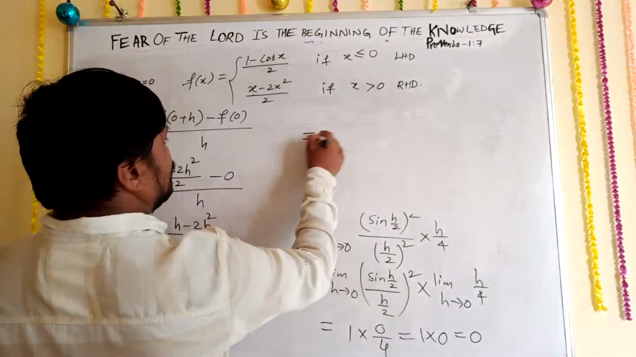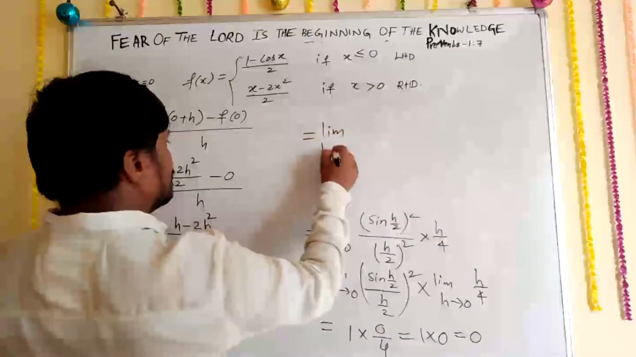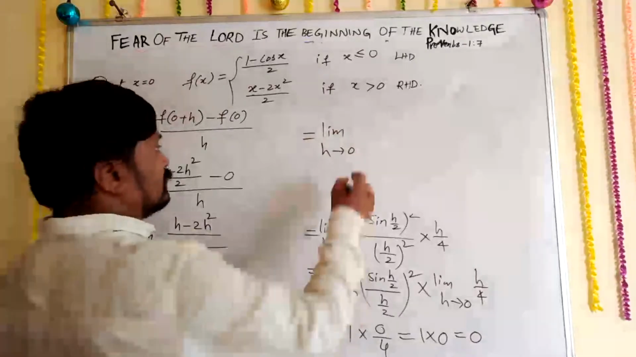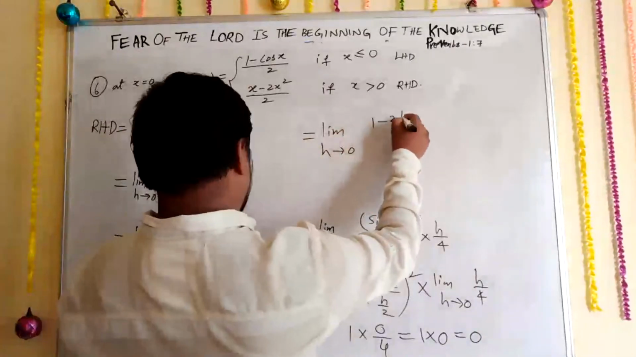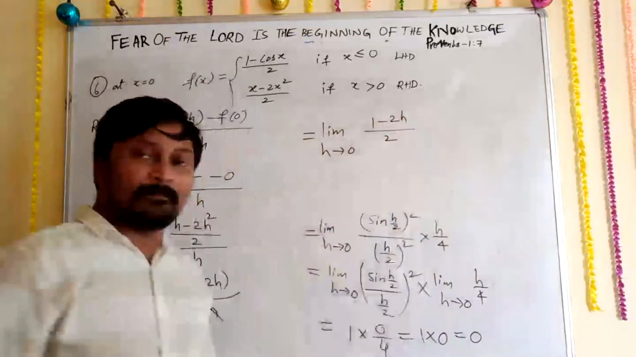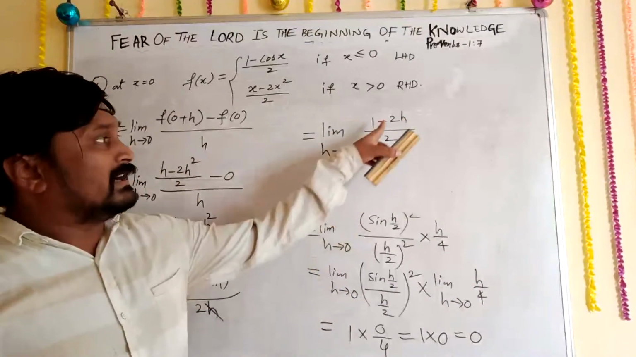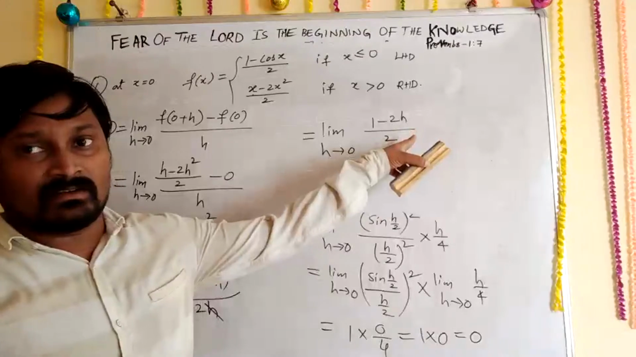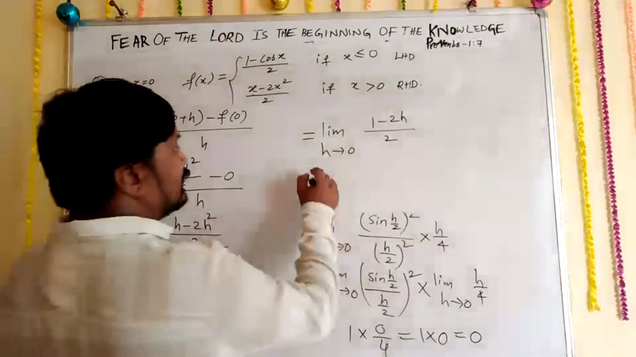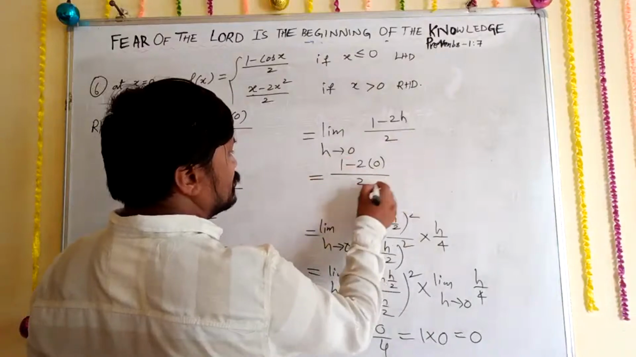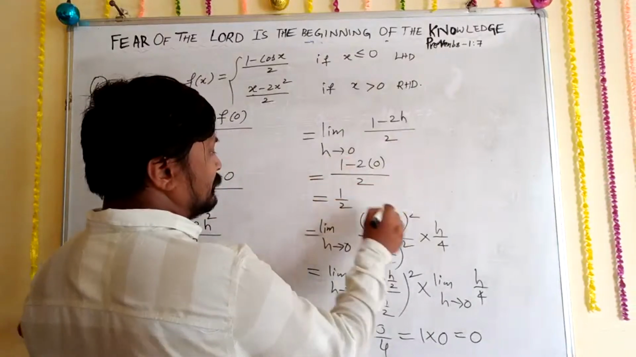So that is equal to limit h tends to 0, 1 minus 2h upon 2. Now what we need to do is remove the limit and put h as 0 wherever it appears. So we get 1 minus 2 into 0 upon 2, which is nothing but half.